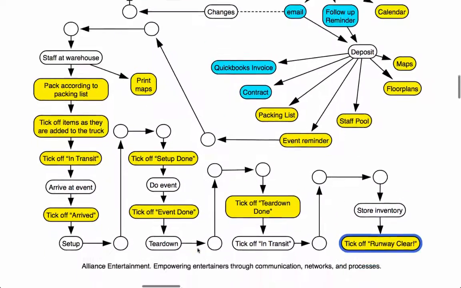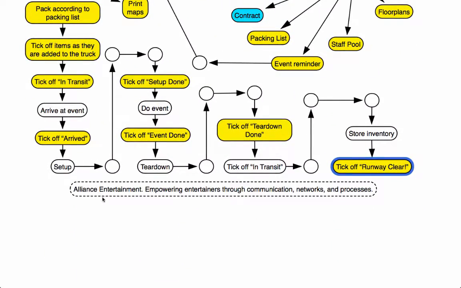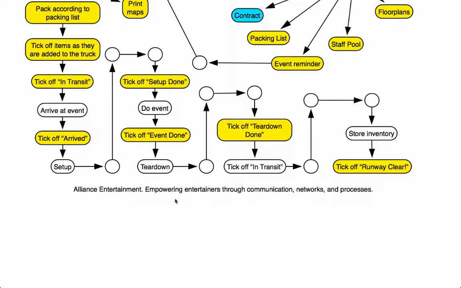And then the only reason why we're doing this is because Alliance Entertainment is about empowering entertainers through communication, networks, and processes. And this is what we're trying to achieve here. We're trying to increase the level of communication, increase the access to networks, and design processes that work better. That's it.